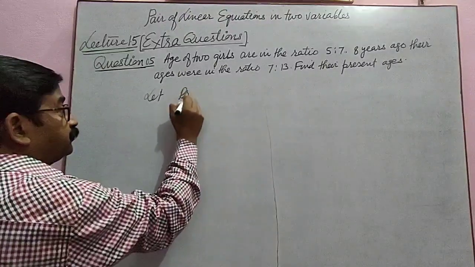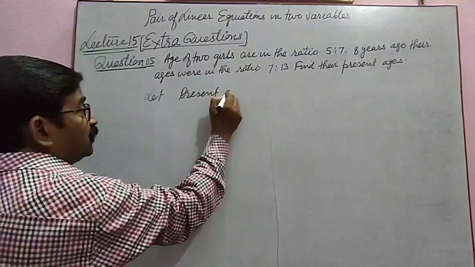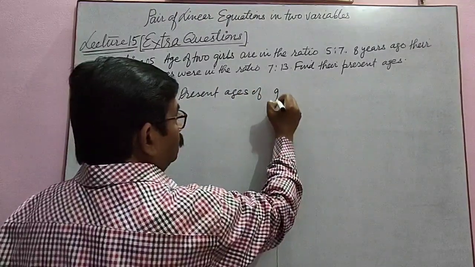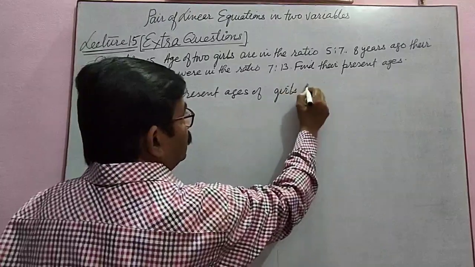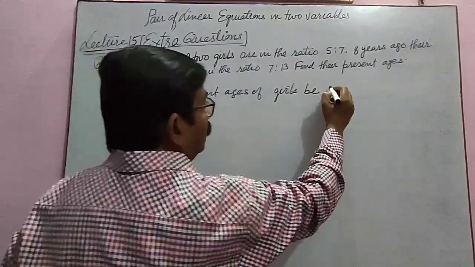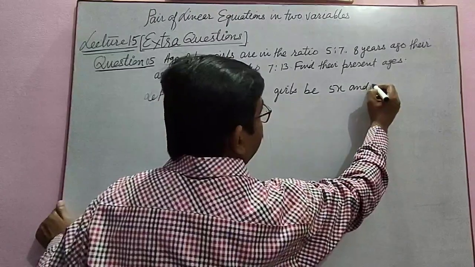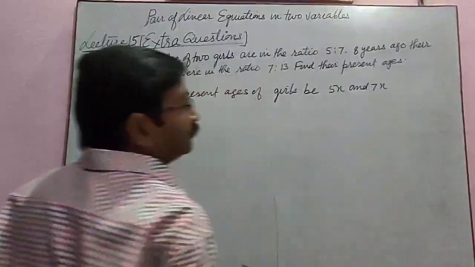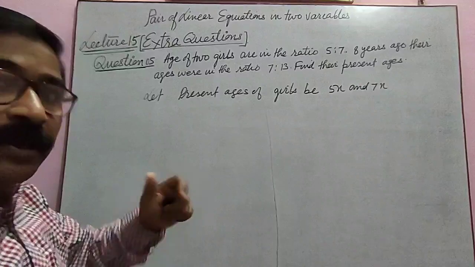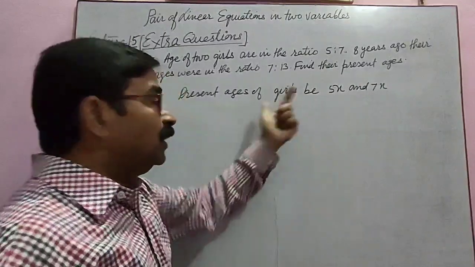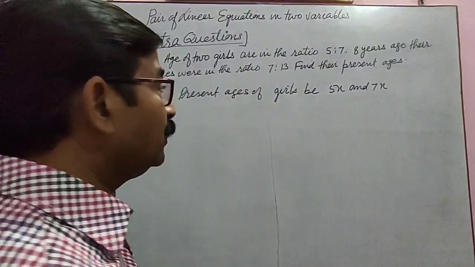Let present ages of girls be 5x and 7x. Is it? Very simple method it is. You can solve this by two variables also. Let's see how to solve in one variable.